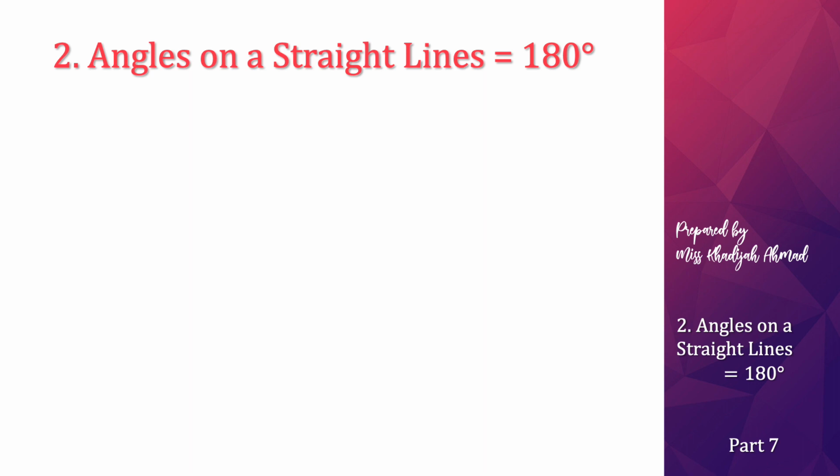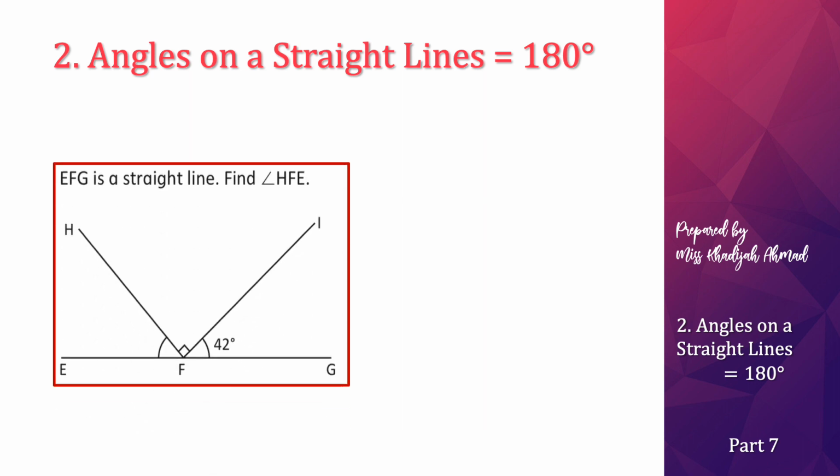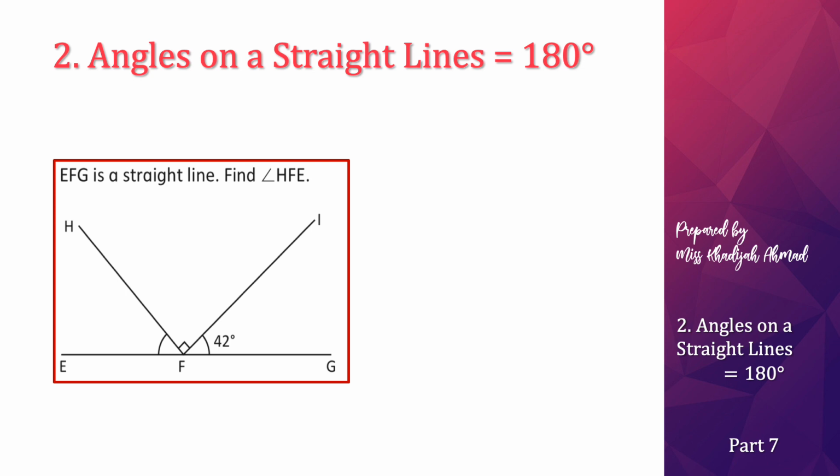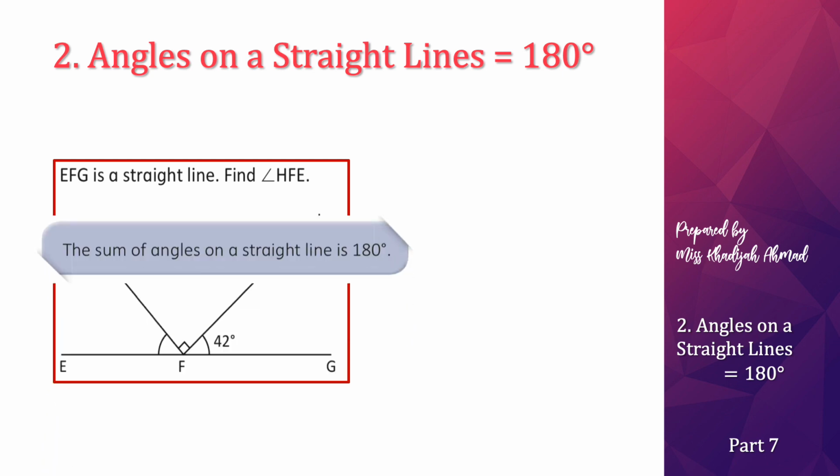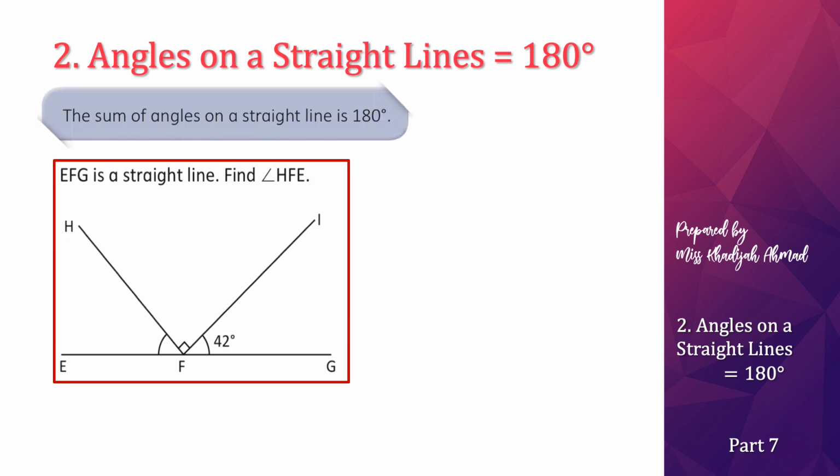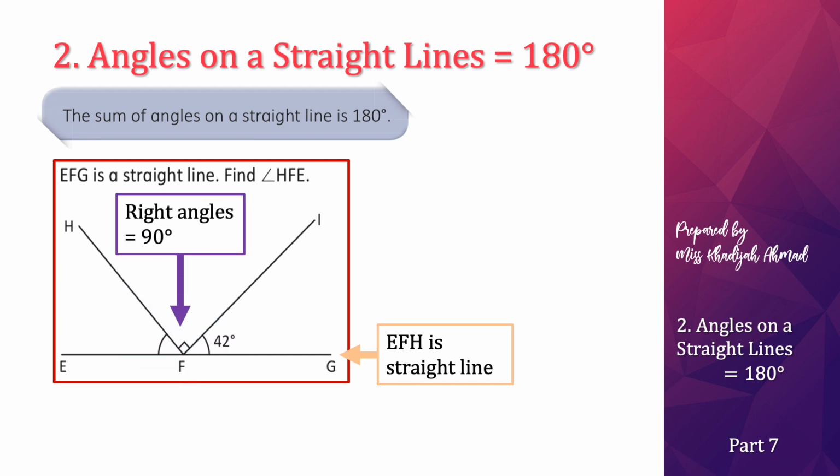More example from page 104, question 3b. The instruction says find the unknown marked angles. So, for this one, you cannot measure using your protractor. You must use the new fact you have learned that the sum of angles on a straight line is 180 degree. We know that EFG is a straight line. That means any angles above it will add up to 180 degree. Here, we also have angle HFI as right angle. That means we have a 90 degree.